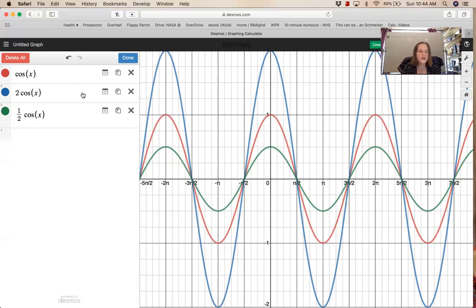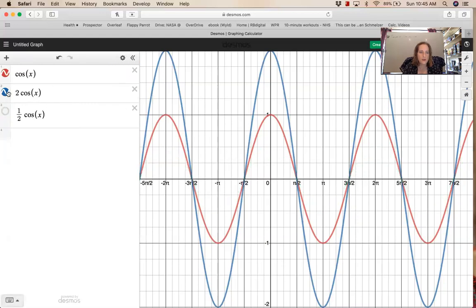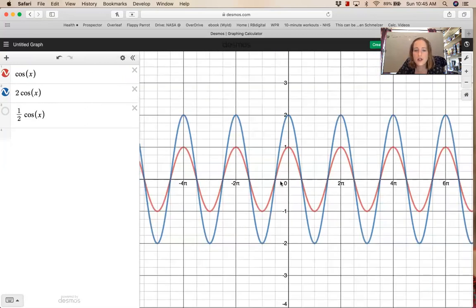And notice what those have done. If we compare just our cosine function to our 2 times cosine function, it sure seems like we have stretched that function up. So that 2 represents a vertical stretching, but what that really is doing is changing the amplitude of our function, right? Our amplitude went from 1, and it doubled and went to 2. So this function, 2 cosine of x, has amplitude of 2.